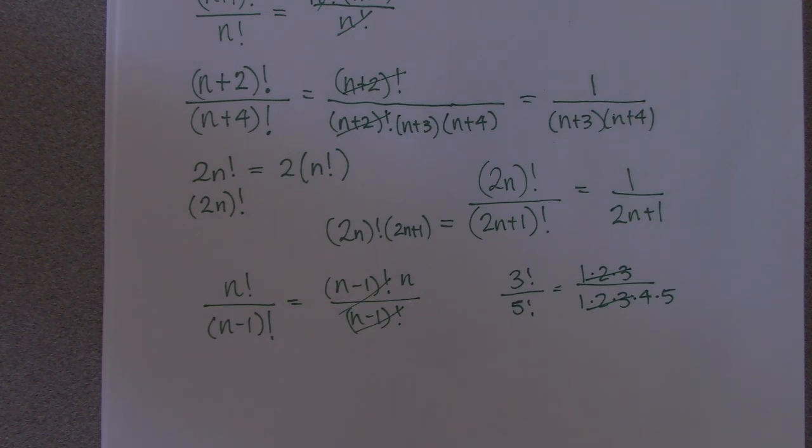So remember, the factorial does not allow you to skip any consecutive digits. So if you had 2n plus 3, then that would have been 2n factorial times 2n plus 1 times 2n plus 2 times 2n plus 3, because you have to count every digit to get up there. You're not allowed to skip anything. So remember, factorials are the most exciting thing in math.